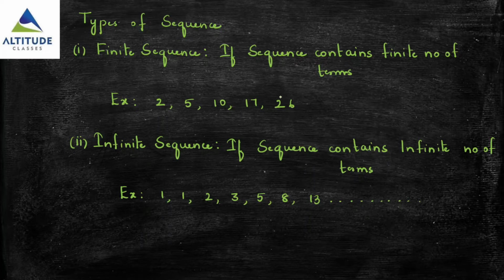See, in the first example, if I ask you what is the last term in the sequence, you will say 26 is the last term. And if you go to this, if I ask you what is the last term, what do you say? We don't know. So dots represent what? The terms in the sequence are tending towards infinity. Infinite number of terms are there in this sequence. So these are the two types of sequence. One is finite sequence where you know the exact number of terms. Next is infinite sequence where we don't know the number of terms, meaning there are infinite terms.